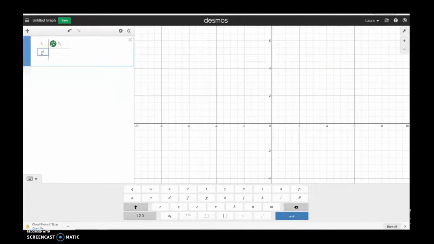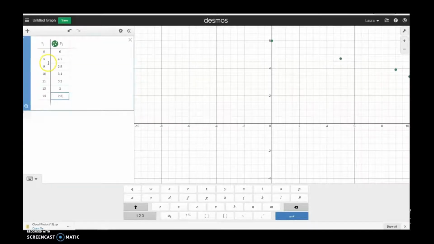And I'm just going to put in my data: 0, 6, 5, 4.7, and I'm just tabbing in between here. 3.9, 10, 3.4, 11, 3.2, 12, 3, 13, 2.8. And I do a really quick check to make sure I've input my data correctly. Most often, if students get something wrong on regression problems, it's because there's a typo somewhere in the input data. Okay, looks like my data is all good.